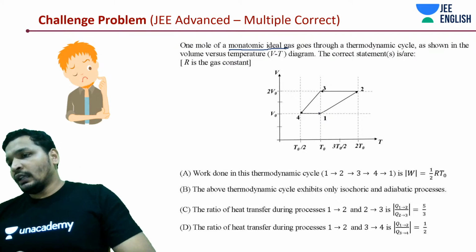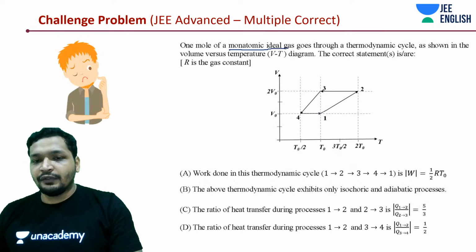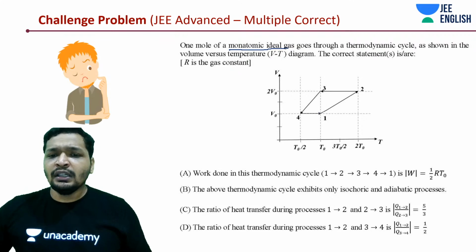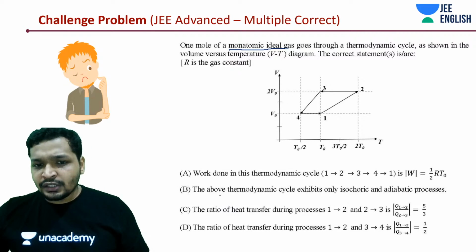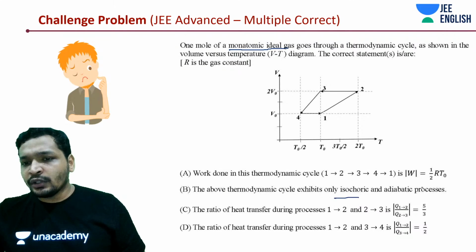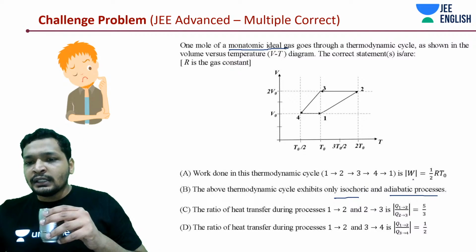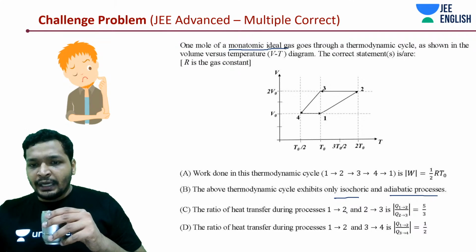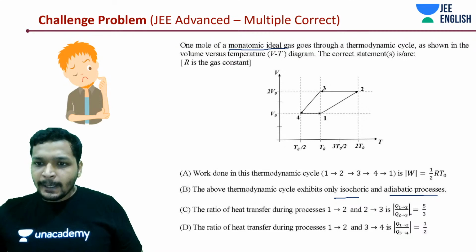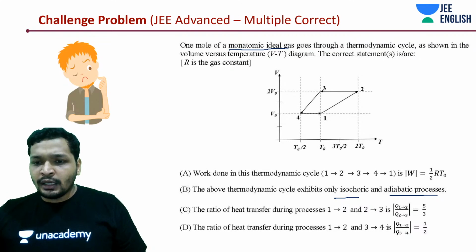Now let's do a thing. I'll zoom in on this picture so that we have clarity of what the graph is. Basically this is the process. Some analysis is given to us, and you need to read the options. I think option B would be the easiest to do. They're asking whether the thermodynamic process exhibits only isochoric and adiabatic processes, then the work done in the thermodynamic cycle, and the ratio of heat transferred.